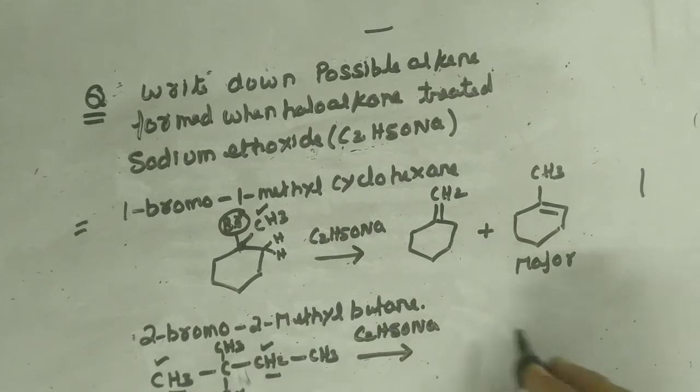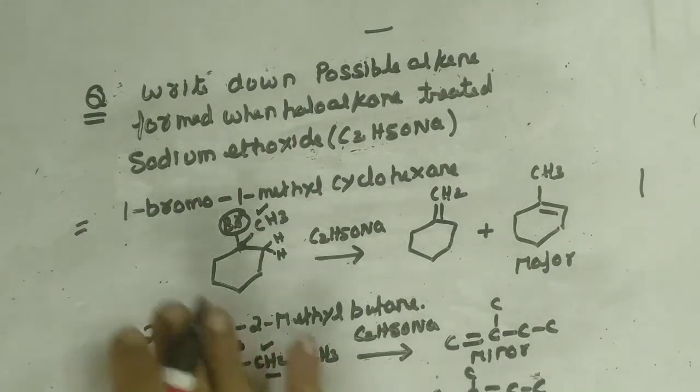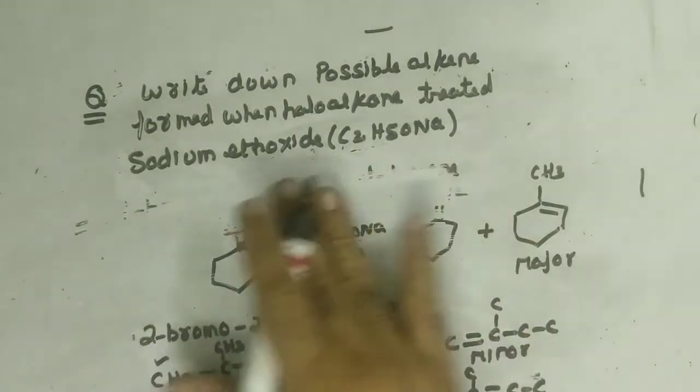So you will get 2 products. This is your minor product. And the major one has a double bond over here. So this will be your major product following Saytzeff rule. So this was the second example: 2-bromo-2-methylbutane undergoing dehydrohalogenation, and again we are using a reagent that is nothing but your sodium ethoxide.